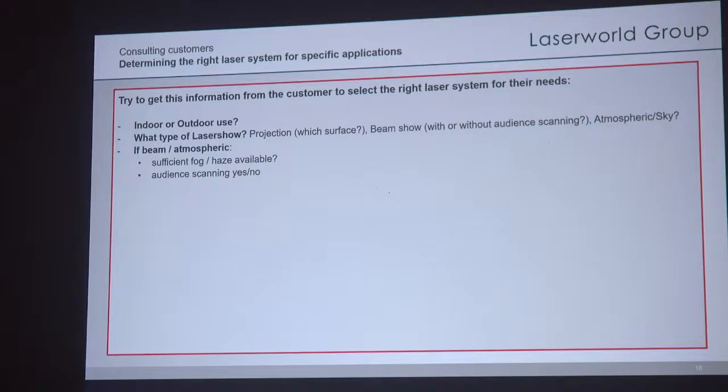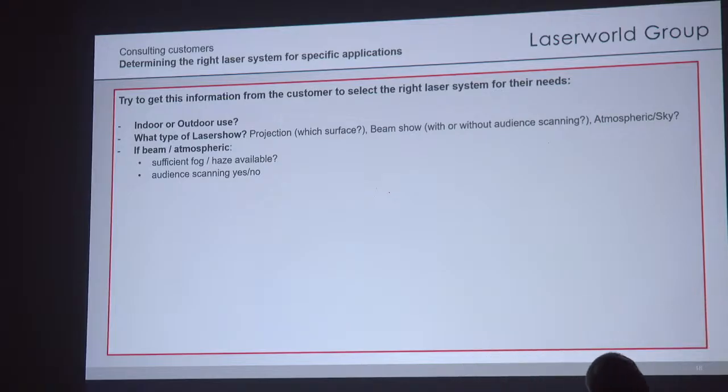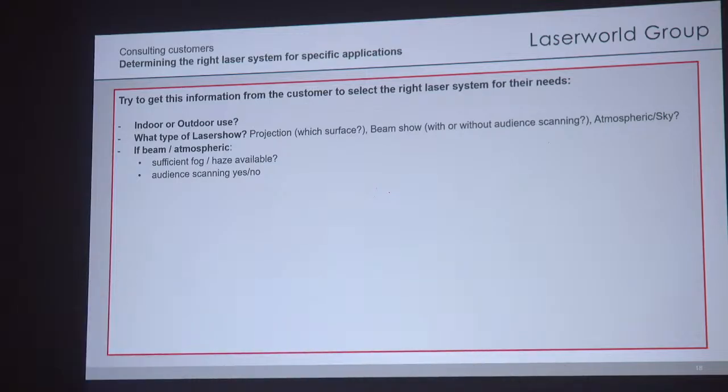Another question, if beam or atmospheric: do we have sufficient fog or haze available? Is there audience scanning or not? If we have sufficient fog or haze available, then usually it's no problem. But if we want to see a beam outdoors and just shoot it to the sky, the 1 watt club series probably is not the right product, because you won't see it, as there are no particles in the air. For an application like this, the Ango is probably the better way to go. It's a completely different price range, but if somebody wants that effect, fair enough. But using the wrong product will not lead to the correct result.